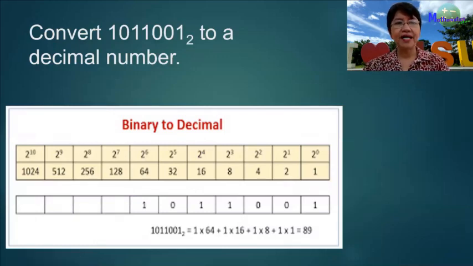Another way to convert binary to decimal is to make a table like this. So you have a table of place values from the rightmost, 2 to the 0, to any power of 2. And then you just place the number in the column with the place value that it represents. And then you can get the actual value and add those values. So this number 1011001 base 2 is equal to 89.